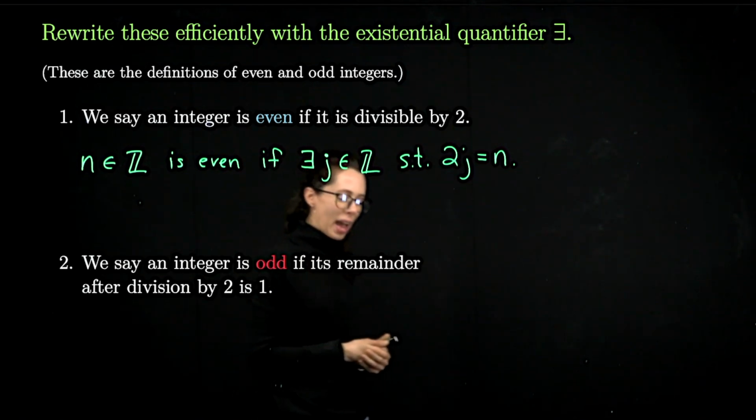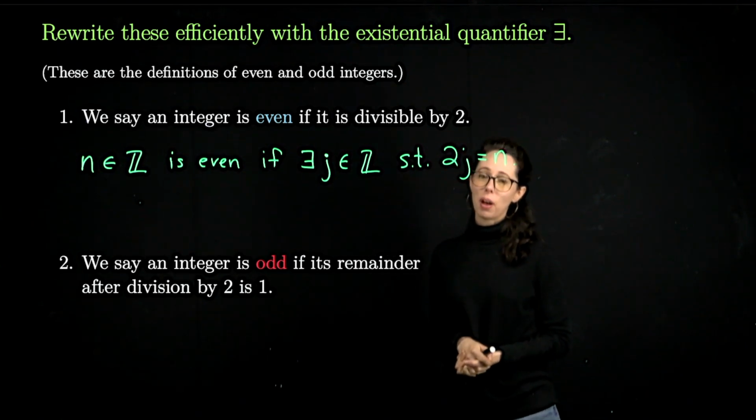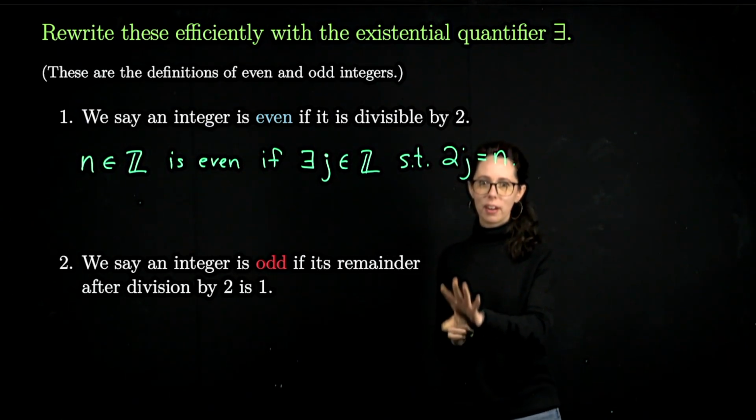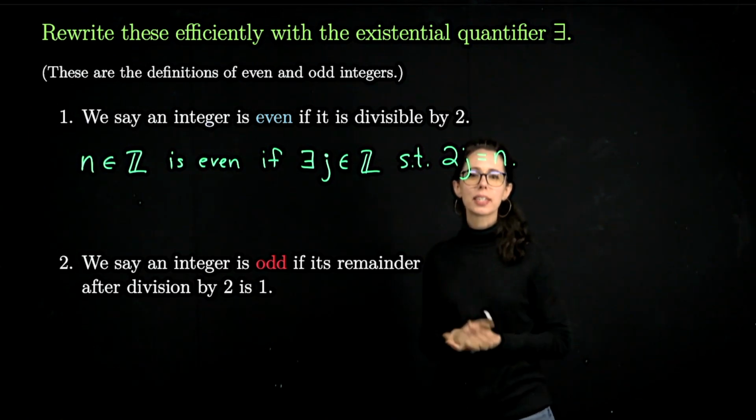All right, if you hadn't seen this before and you weren't sure how I was going to proceed with it, take a moment to pause and do something similar for odd integers. So see if you can take the second definition and rewrite it in a way which is analogous to the first.